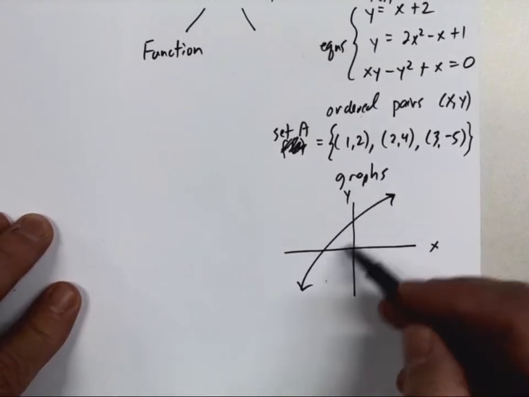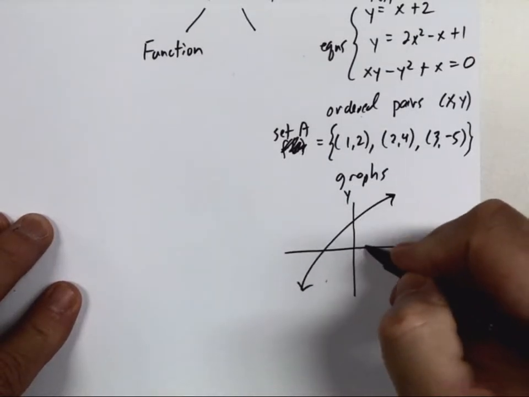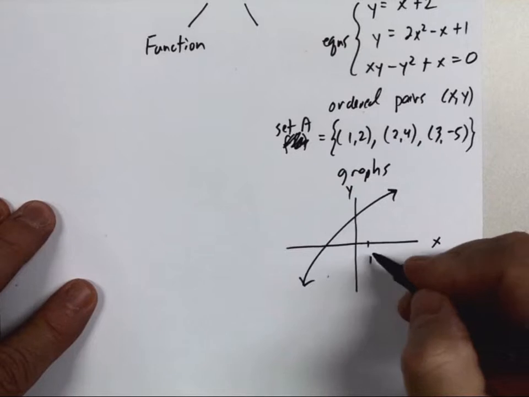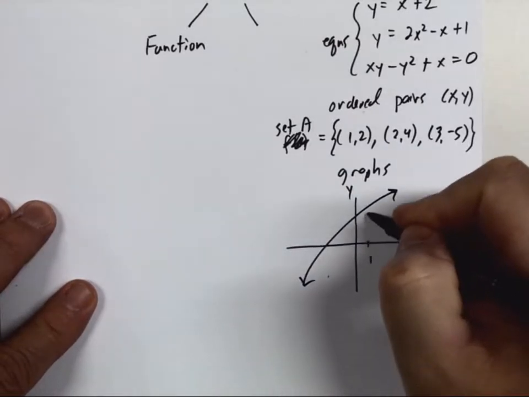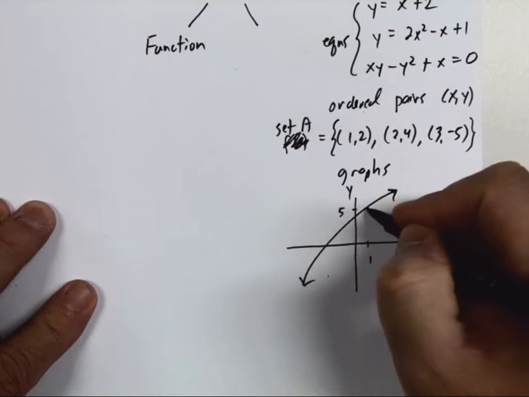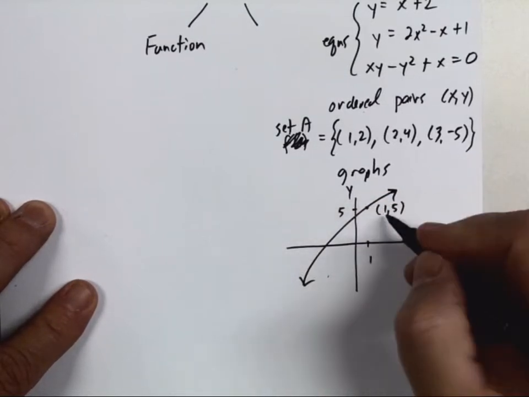This line represents a relationship between x and y. In other words, if I ask you what is y when x is 1, well, you go to x equals 1, you go up to the graph, and you see that point right there is (1, 5). When x is 1, y is 5.